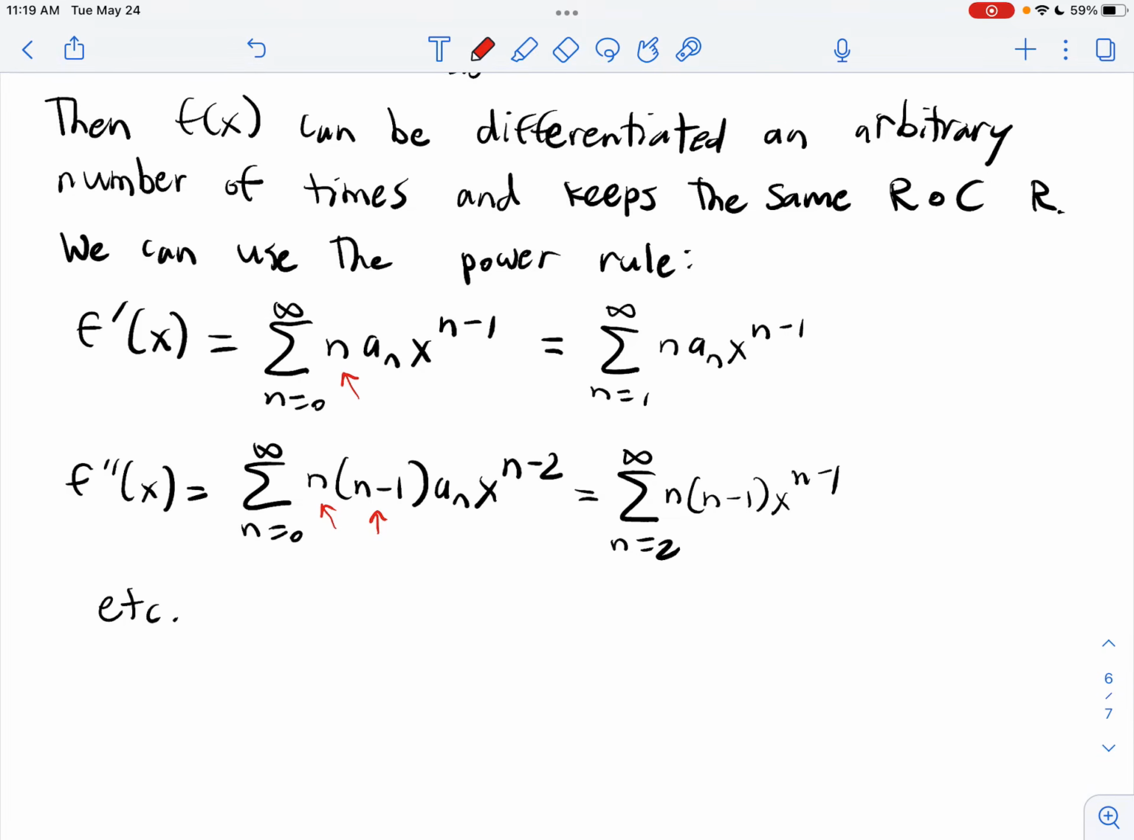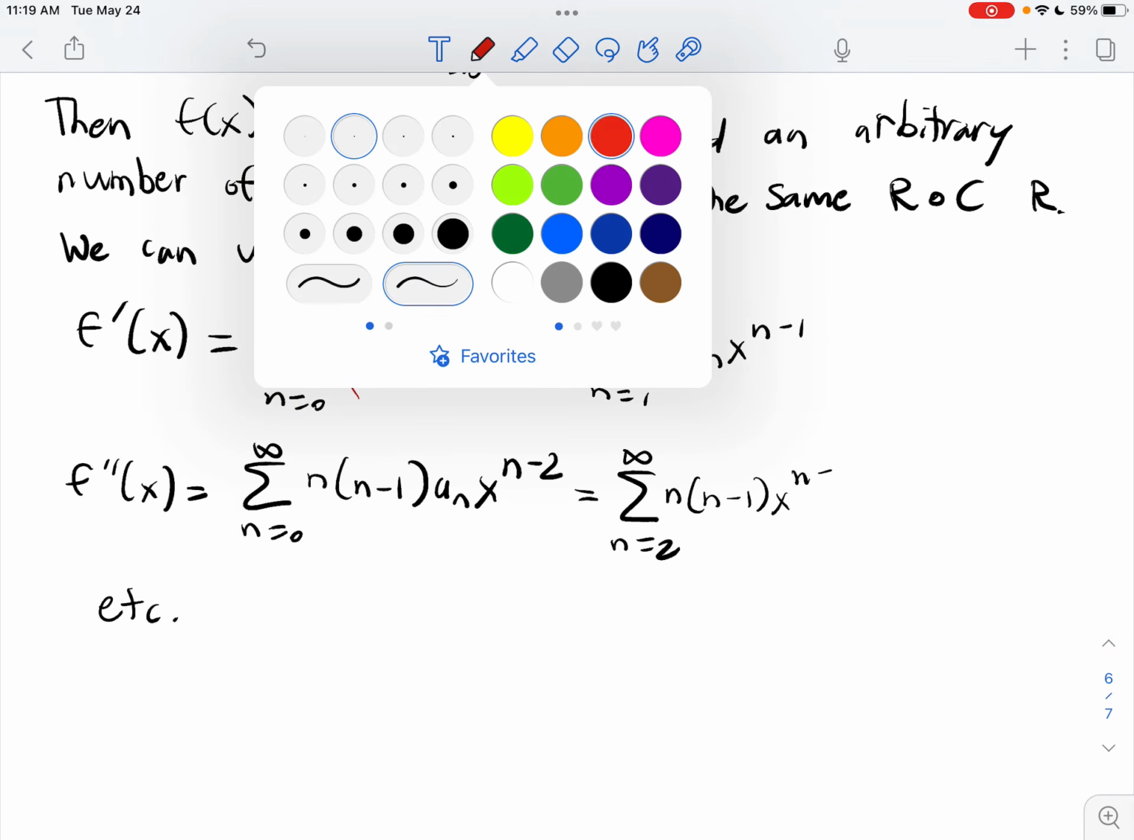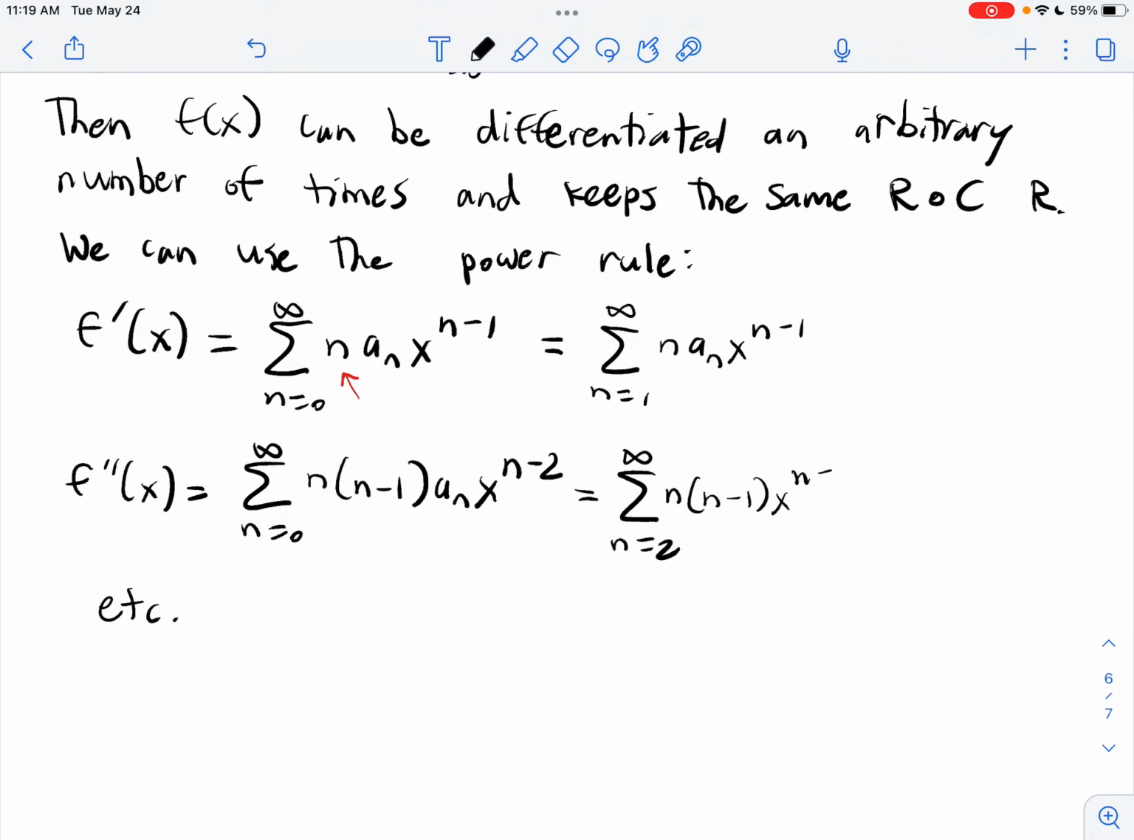Okay. Oh, why did I write n minus 1 here? This should be n minus 2. So sorry about that. We did not reindex. All we did is we threw out the 0 terms, okay? Which we're going to be doing quite often. There's no point in writing something down if it gives you a 0 anyway. All right, so this is the use of the power rule.